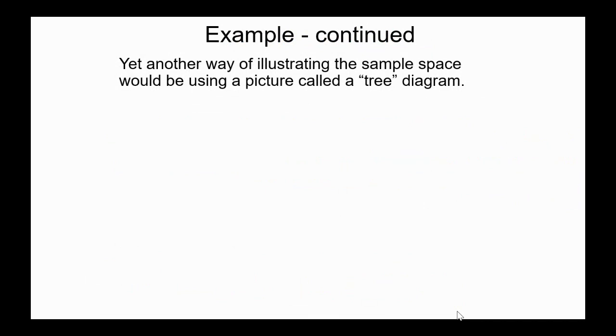Now, another way you could do sample space is by using a tree diagram. So what was the first thing we observed when someone came into the cafeteria? What did we write down first? Male or female? So that would be the first two branches of our tree. Are they male or are they female? And then what did we write down? What they ate. So each person gets three options.